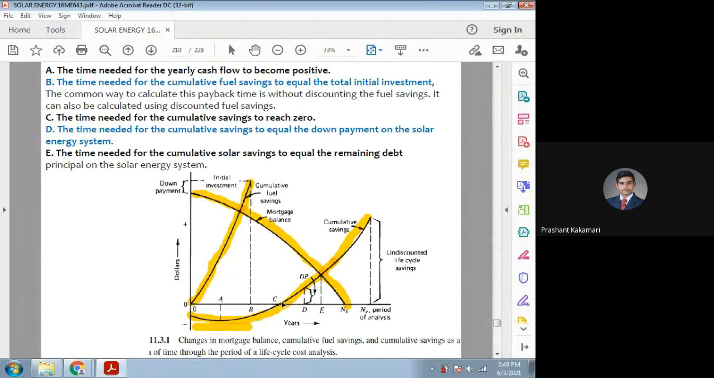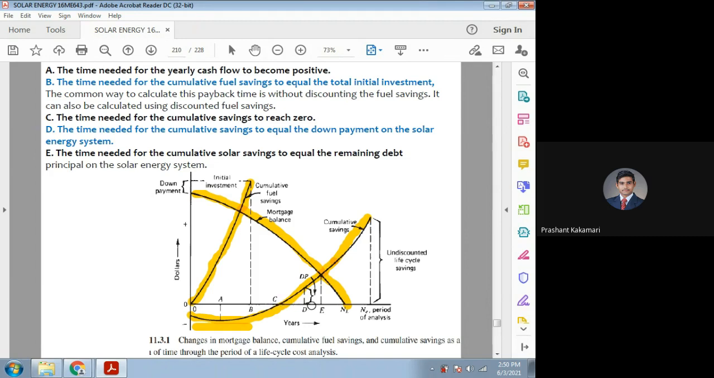Now at point C you can see this cumulative savings or the benefit from the solar system is touching the zero line. This indicates the time needed for the cumulative savings to reach zero, or to go from minus to positive, when it reaches zero as a balance sheet. That point we are calling point C.